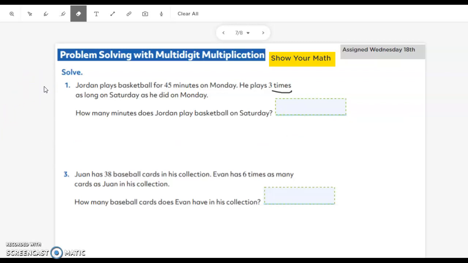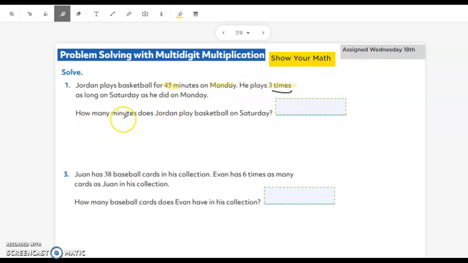Jordan plays basketball for 45 minutes on Monday. He plays 3 times as long on Saturday as he did on Monday. Okay, couple things to take notice of. It says that he played for 45 minutes on Monday. And then we have this key word, 3 times as long. Okay, these key words. Thinking about what this means.